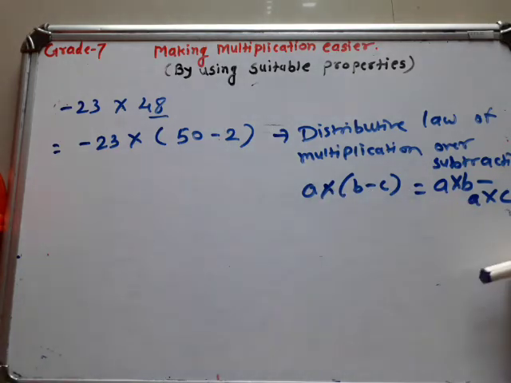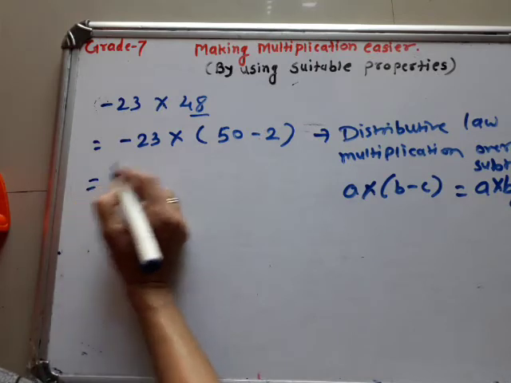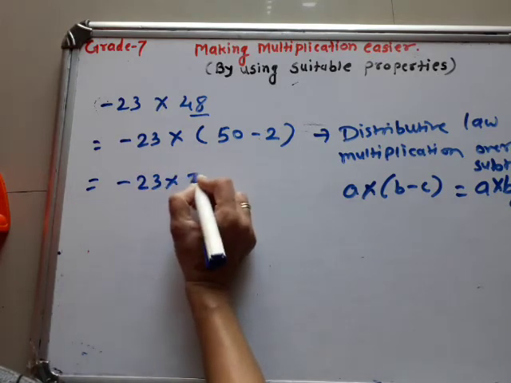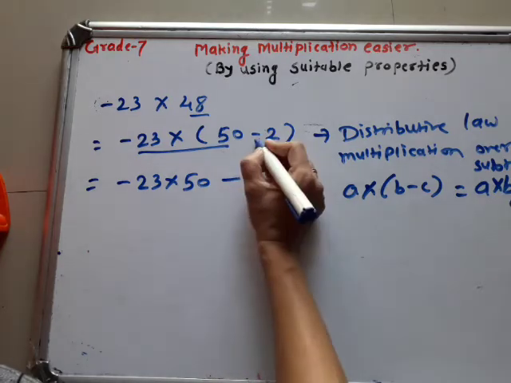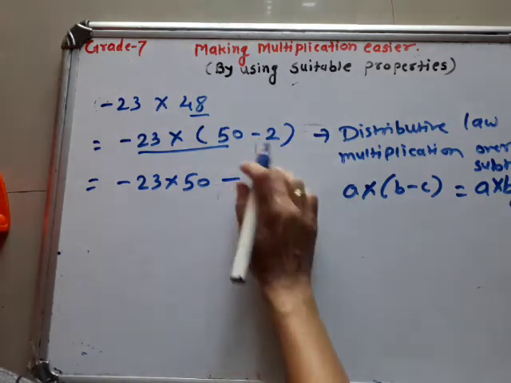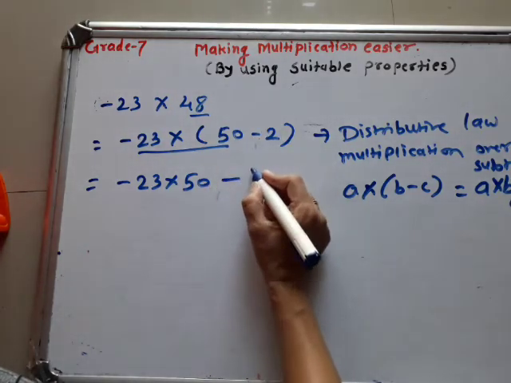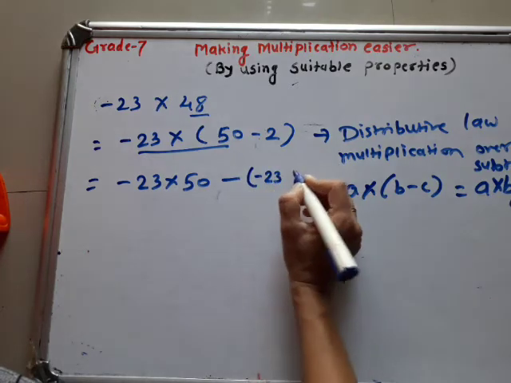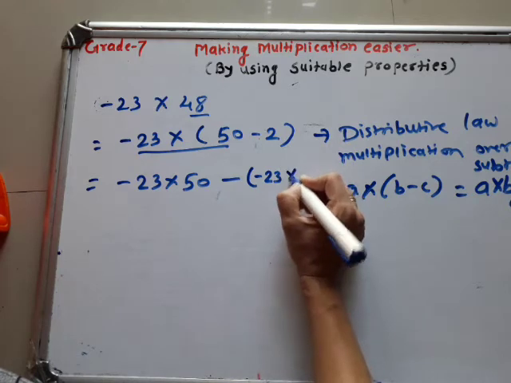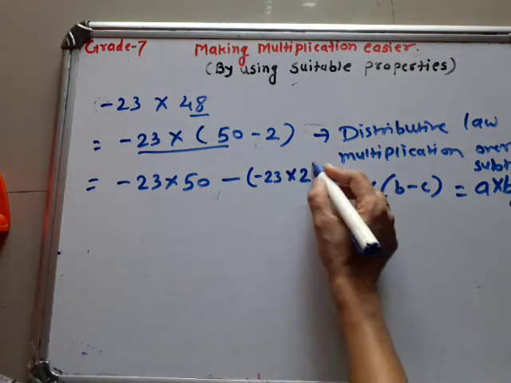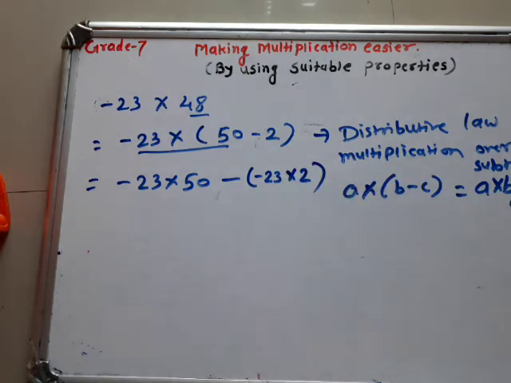So we solve this. See, 23 multiplied by 50. You multiply these two numbers first, then the minus sign. So here you have to write the minus sign, then in bracket 23 multiplied by 2. Now solve this question.